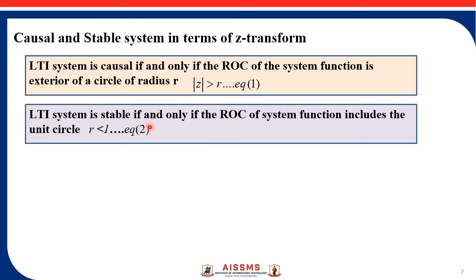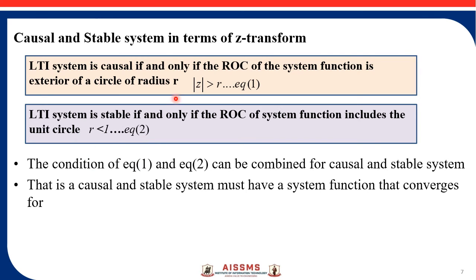An LTI system is stable if the ROC of the system function includes the unit circle. That means r is less than 1. So the condition of equation 1 and equation 2 we can combine, so that we will get the condition for the system to be both causal as well as stable. So a causal and stable system must have a system function that converges for mod z greater than r, where r is less than 1. So we have clubbed equation 1 and 2 in this equation.